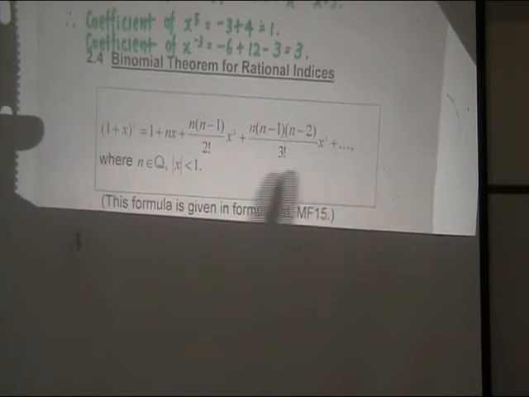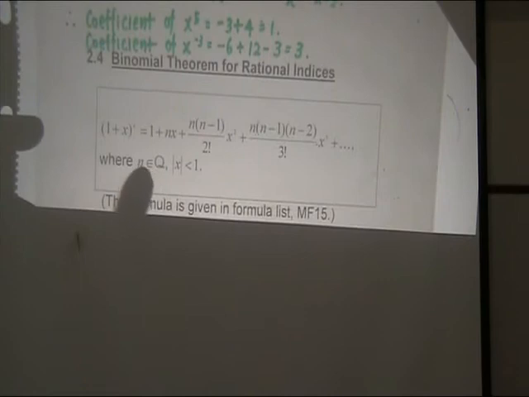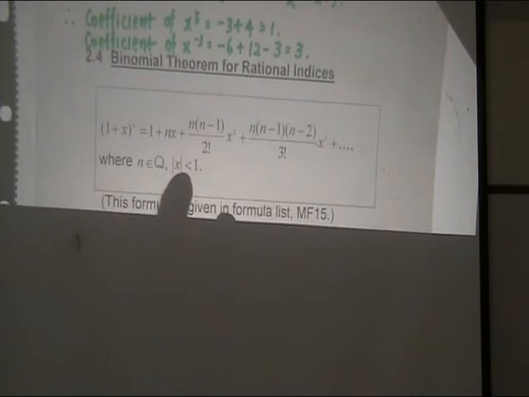If you look at the condition here, the power n belongs to the set of rational numbers. So it can be any number as long as it is rational, and there is a condition for x. The modulus of x must be less than 1. Why is this so? We will come to look at it later.